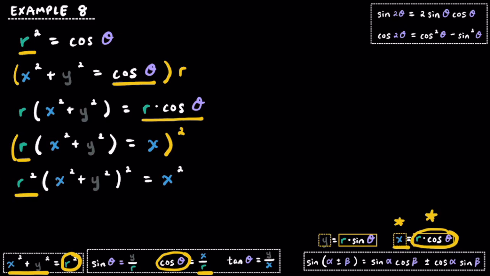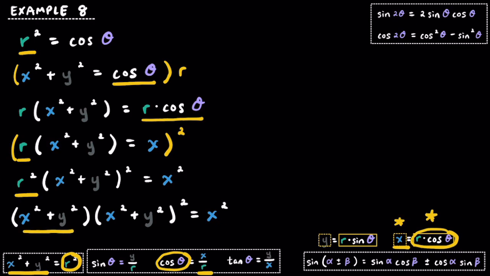Now we have this r squared, which we know how to deal with. We can make a substitution. So r squared is the same thing as x squared plus y squared. So we're just going to substitute that in. So that's what r squared is, and that's going to be multiplied by what we still had on the left side, which is x squared plus y squared. That just stays the same. That whole thing is squared. And this is equal to x squared on the right side.